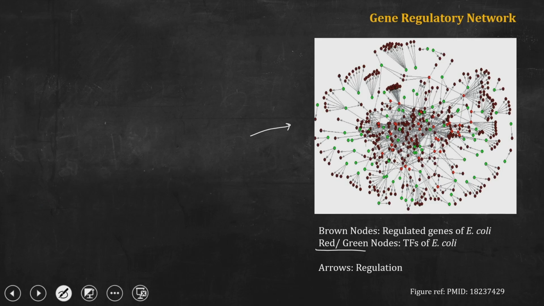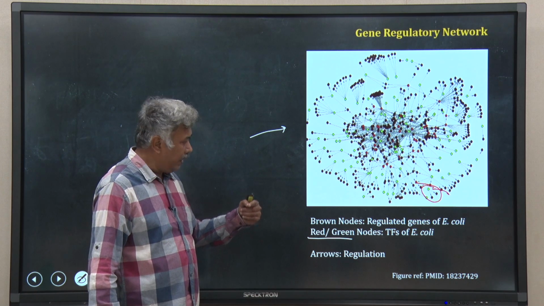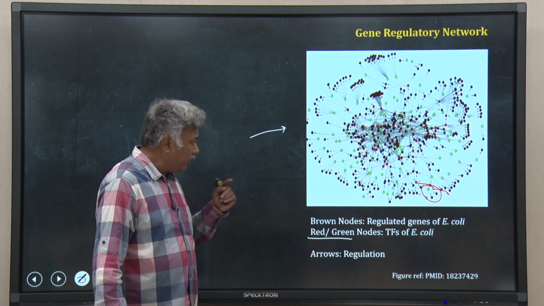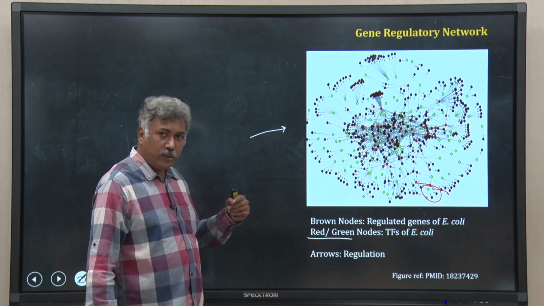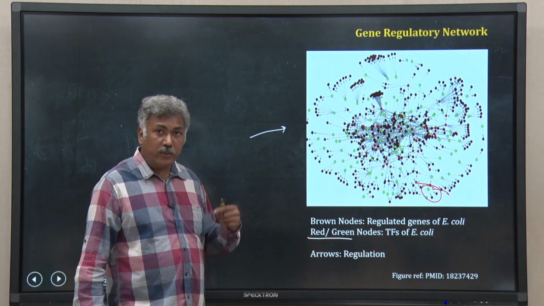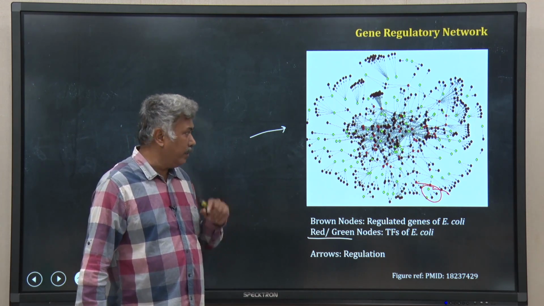Take an example. In this case, I have a green one controlling two brown nodes, and you can see I have an arrow here starting from the green node ending at the brown node. So, that means this green node is a transcription factor, it controls the expression of those two brown nodes. You can notice another thing, there are no arrows pointing towards this green node. That means there is no transcription factor that controls the expression of that particular transcription factor. That is why it is marked by green.